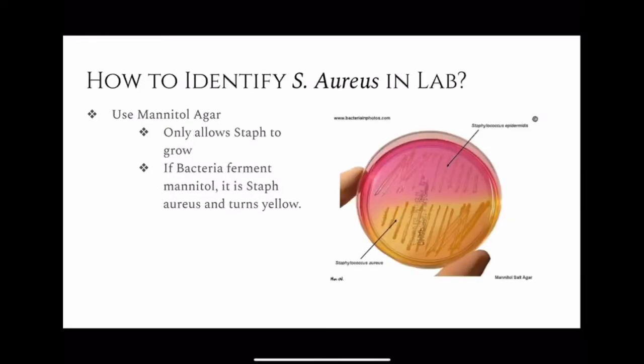So if you're in lab and you want to identify S. aureus, it is best to use a mannitol agar. It allows staph to grow, and if bacteria ferment mannitol, it is Staph aureus, and the gel will turn yellow.